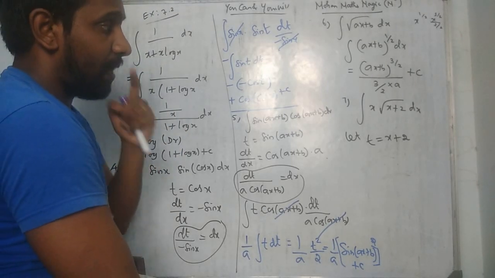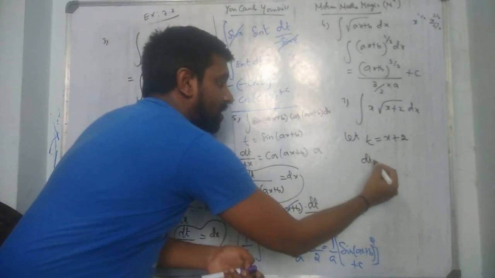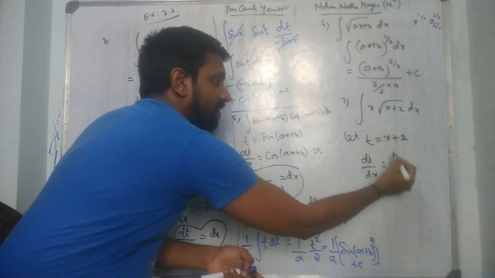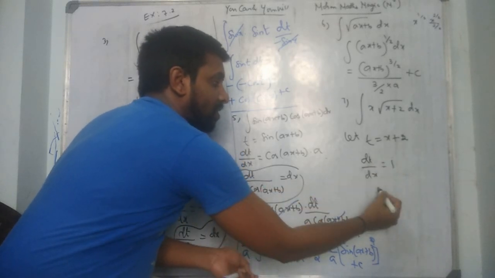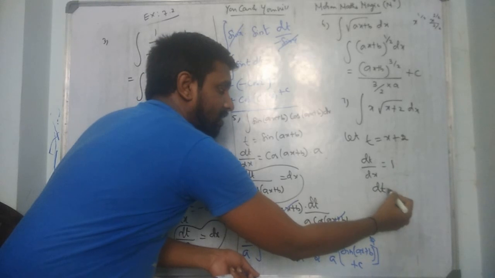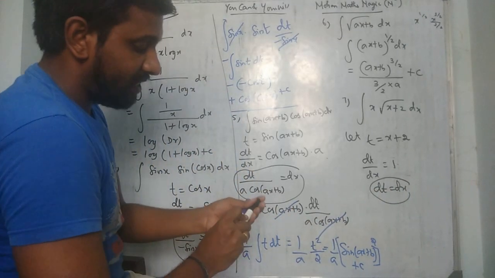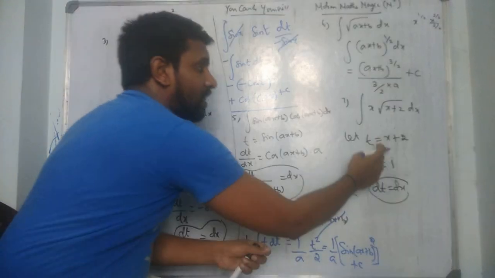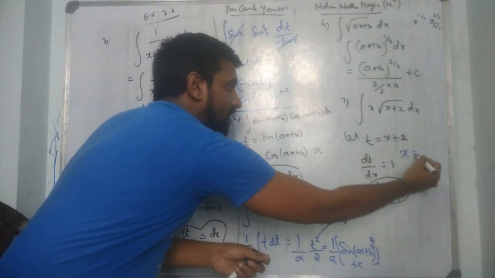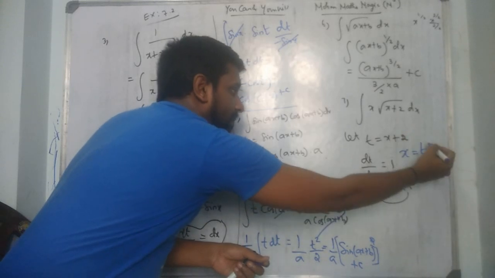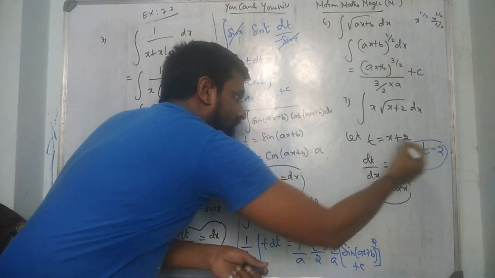Let t equal to x plus 2. Differentiate both sides. So dt upon dx, differentiating x gives 1 and 2 gives 0, so dt equal to dx, since I need only dx. Here, one small trick is there. In t equal to x plus 2, what will x be equal to? x equal to t minus 2.